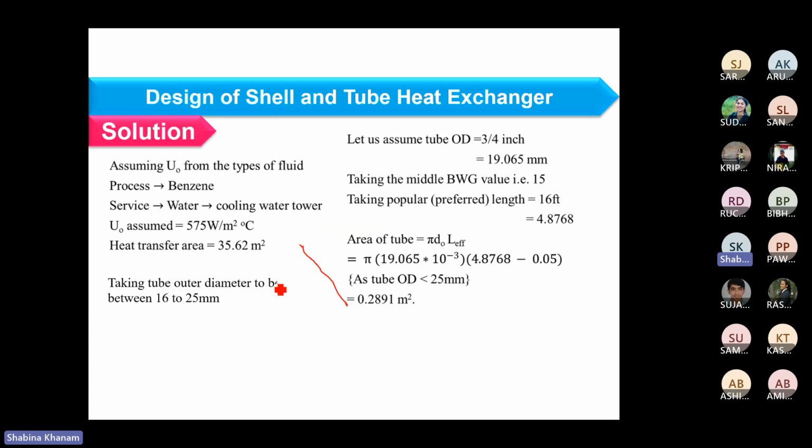So you already have the delta T true value and the U naught value, and the area you can calculate. It is a simple equation. So the total heat transfer area you can consider as 35.62.